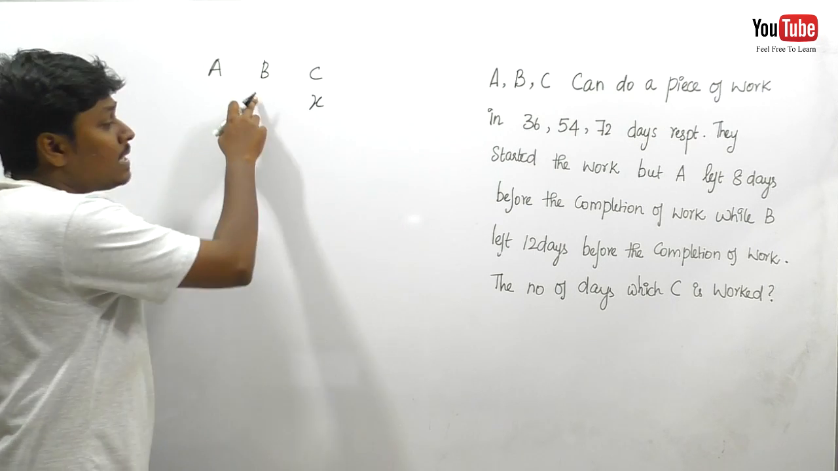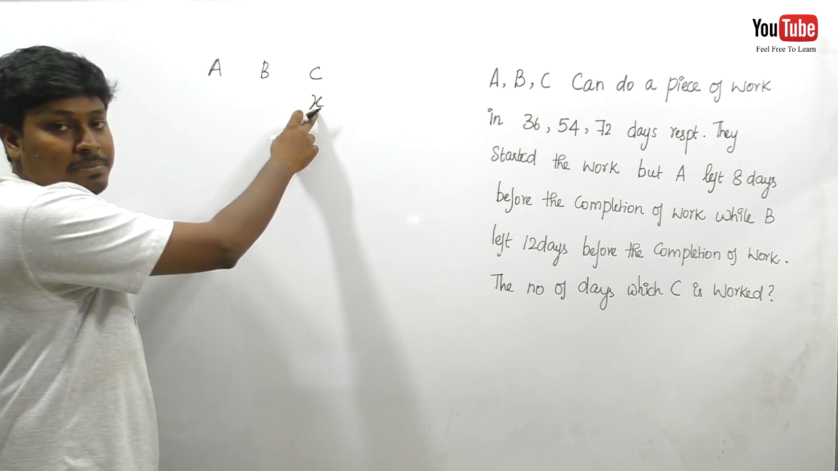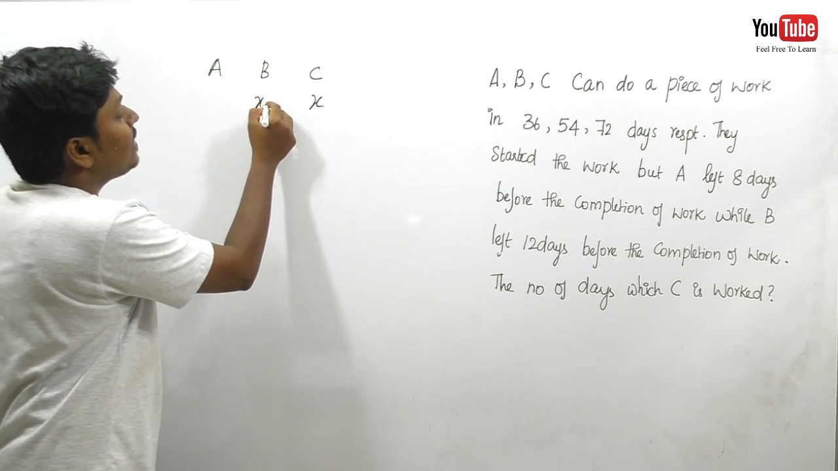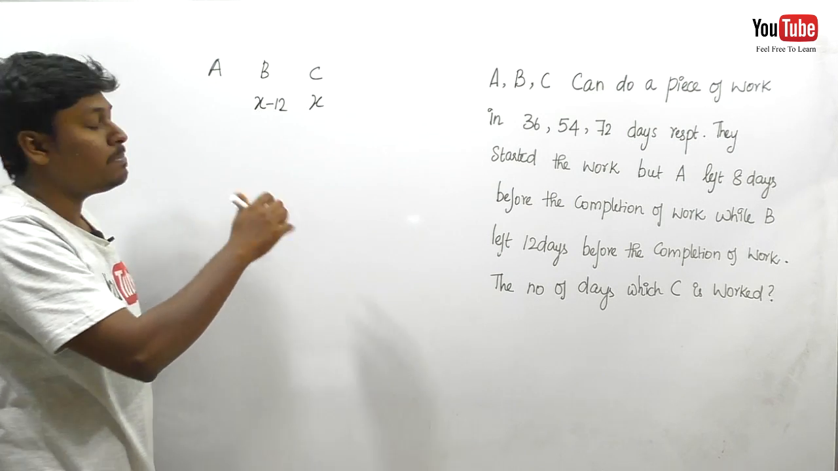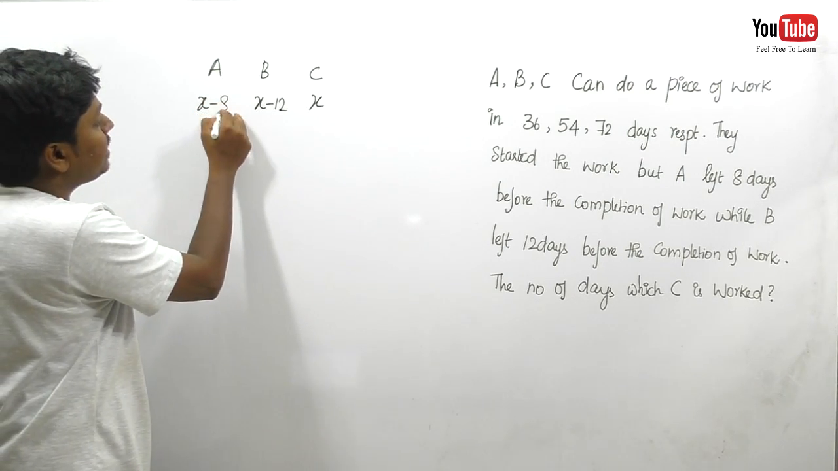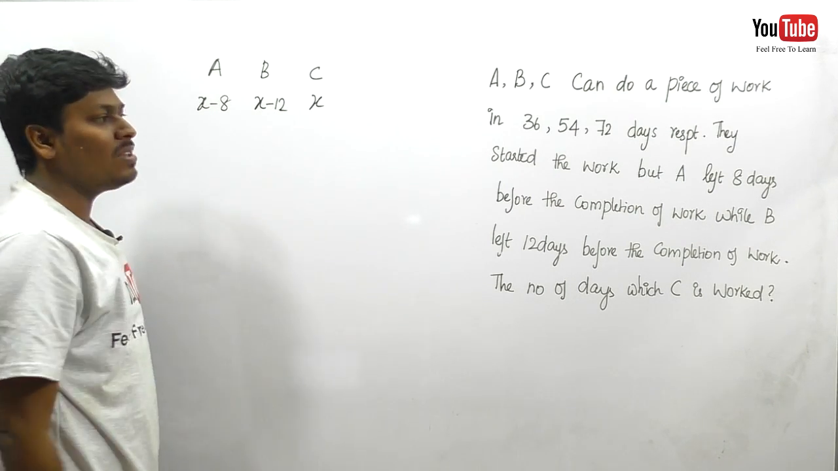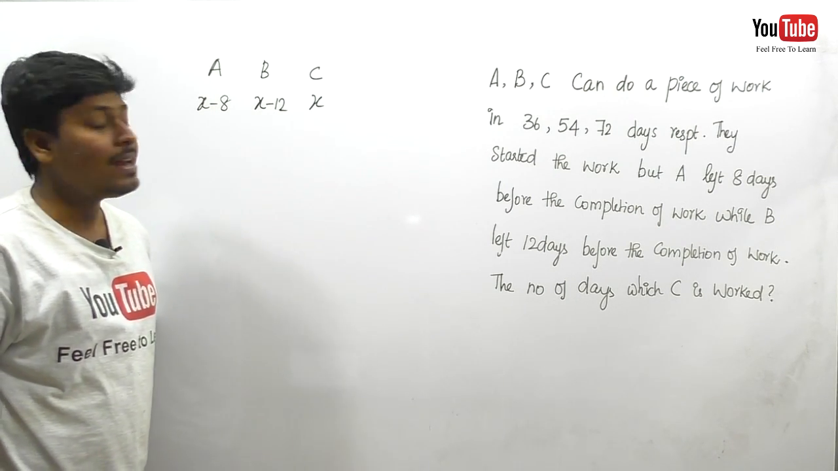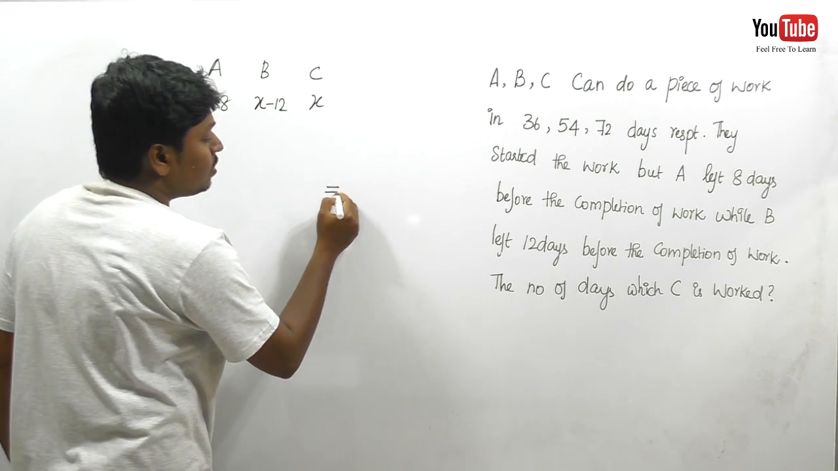And now they have said that B left the work 12 days before the completion. We know that X is the completion of the work. If it is 12 days before, we can say X minus 12. Similarly, A left 8 days before the completion of the work, so I can say X minus 8. Understand the concept, friends? If you know this concept, you can crack all the questions that are based on leaving or joining, right? After finding that, you should know only one thing, that the total equals 1.